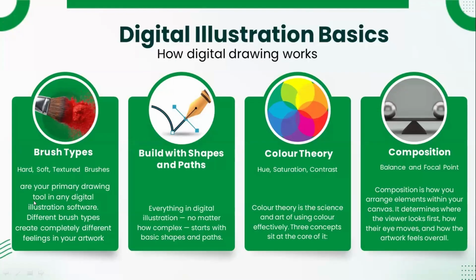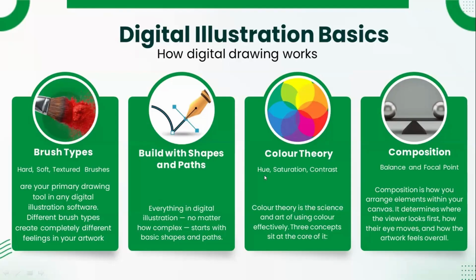And then building with shapes and paths. Everything in digital illustration, no matter how complex, starts with basic shapes and paths. So basically for digital illustration, shapes and paths are the major tools we use. I might just explain shapes now, but the path tool I will explain better when we get there. But that is very important when performing a digital illustration, especially with Illustrator.